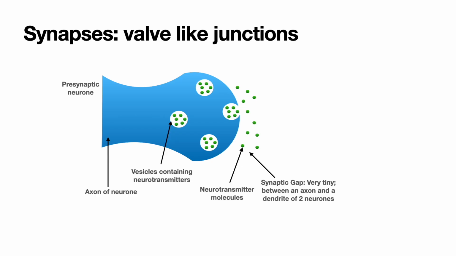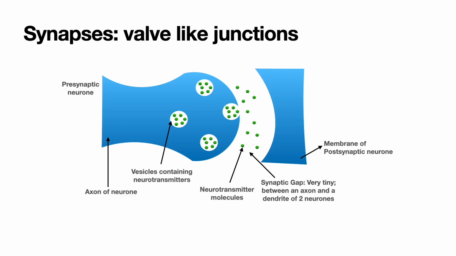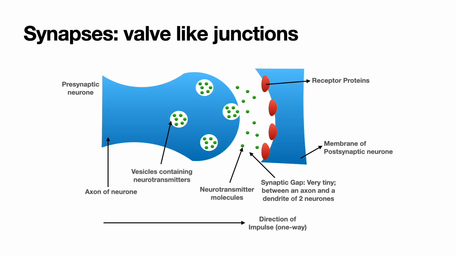This is the membrane of a postsynaptic neuron and consists of receptor proteins. Neurotransmitter molecules diffuse across the gap, moving towards the receptor proteins. As the shape of the receptor protein is complementary to the shape of neurotransmitter molecules, binding occurs. This binding stimulates the impulse to travel along.